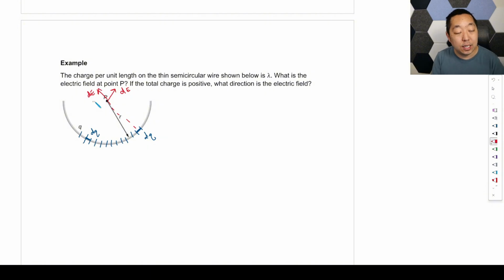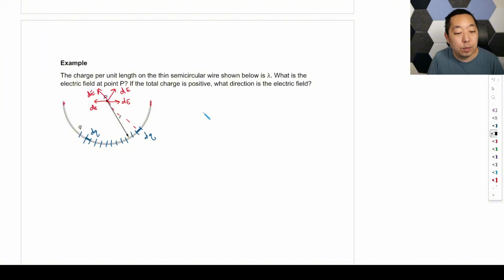Horizontally, hopefully you can see by symmetry that a piece over here contributes this way and a piece over here contributes this way, so the net electric field points upward in the vertical direction. All the horizontal components add and cancel each other out because of the symmetry between the left and right sides.